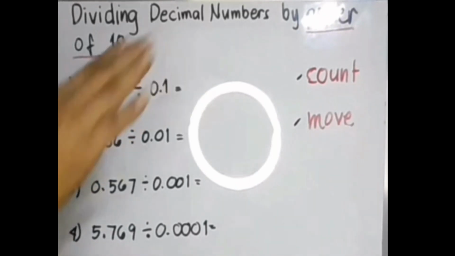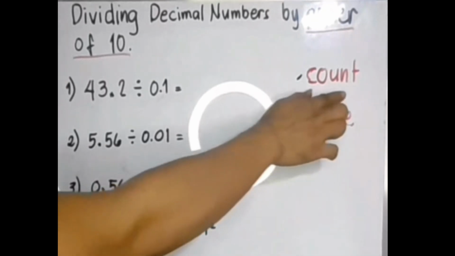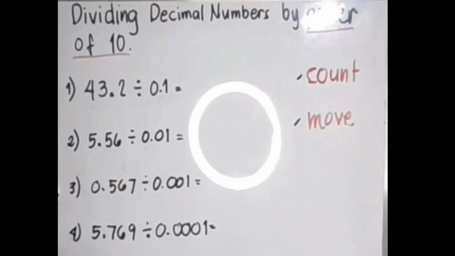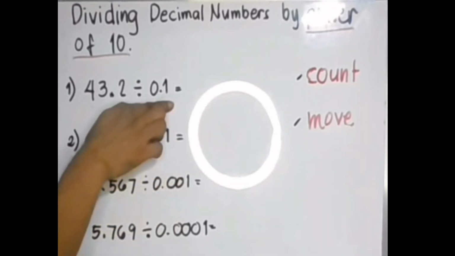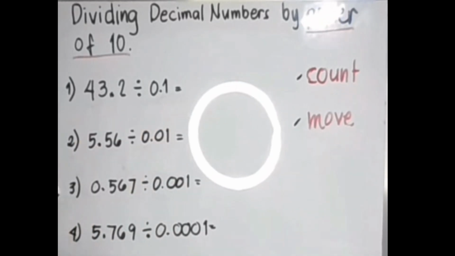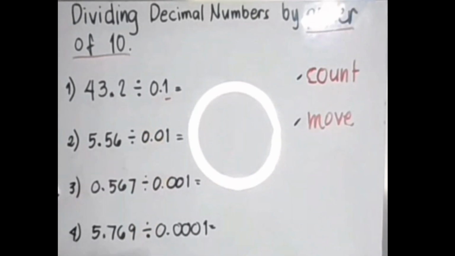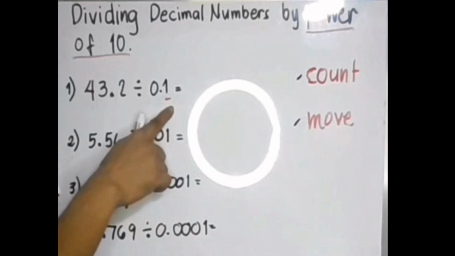Now, i-apply natin yung count and move para masagutan natin ito. So, una natin gagawin ay count. Bilangin or count the number of decimal places in our divisor. Ano ba yung decimal places? Ilan ba yung decimal place natin sa ating divisor? We have 1. Diba? Tenths yun. The decimal place of 1 is tenths. So, isang decimal place lang siya.